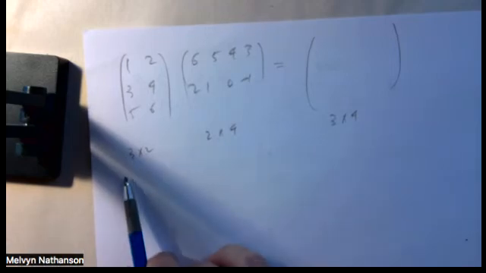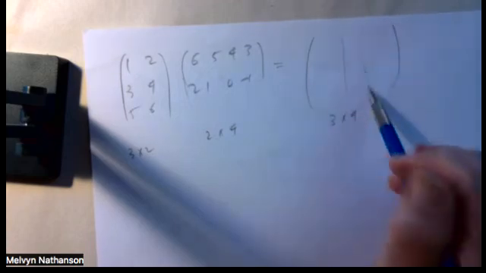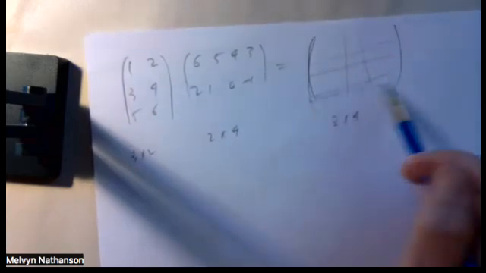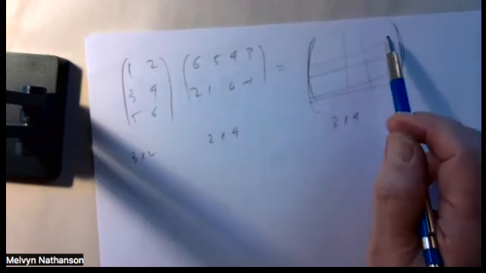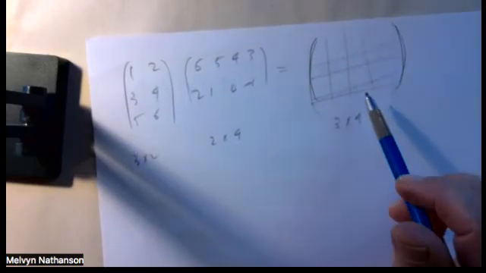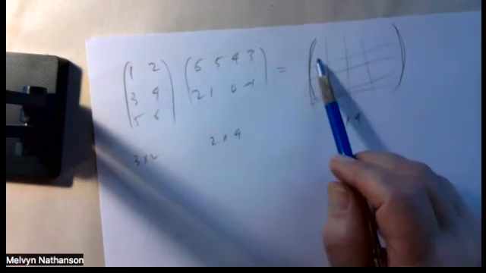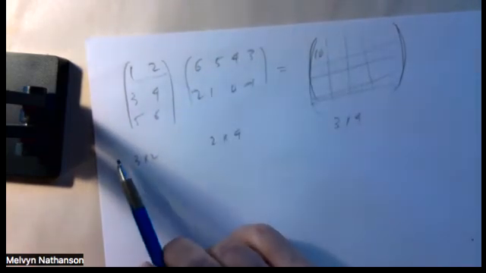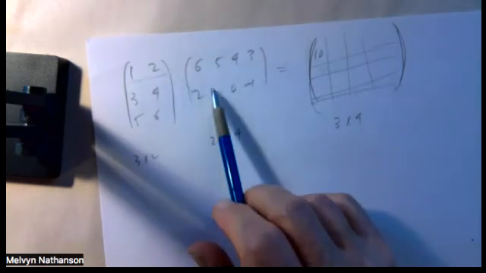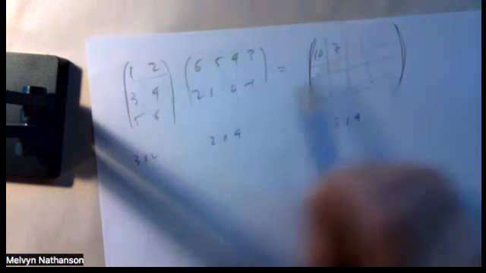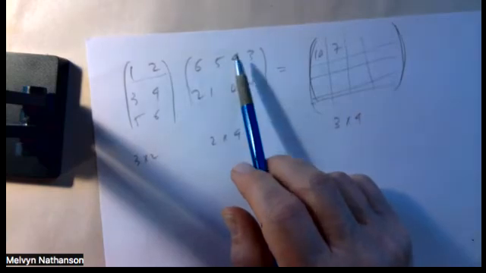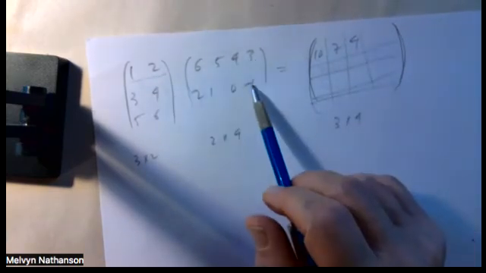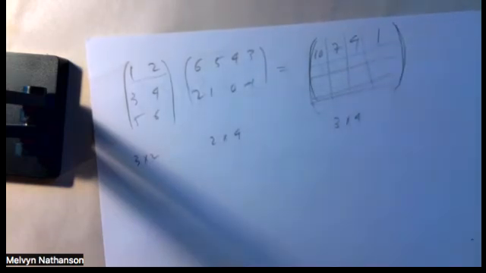So it's 3 rows, 4 columns. So what's in the first row, first column? This row into this column is 6 plus 4 is 10. First row into the second column, 5 plus 2 is 7. First row into the third column is 4 plus 0 is 4. First row into the fourth column is 3 minus 2 is 1.